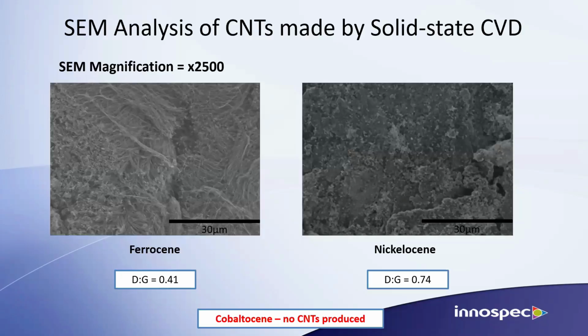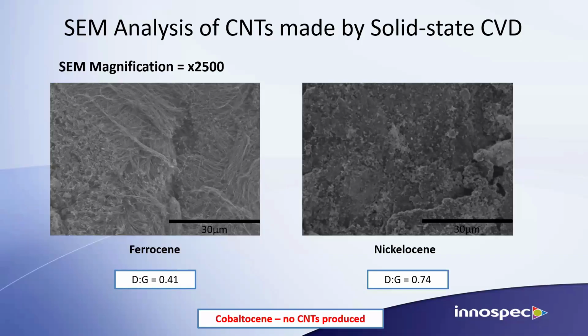So when we compare the multi-wall carbon nanotubes grown by the solid-state CVD from the different metallocenes, we see a difference in both the morphology and the structural quality. So if we start with ferrocene on the left of the slide, the SEM images at 2,500 times magnification show bundled thin hair-like structures with some degree of alignment. But in contrast, when nickelocene is used, as seen on the right of the slide, the SEM shows no alignment or any clear individual carbon nanotubes. Instead, a much more disordered surface is seen.